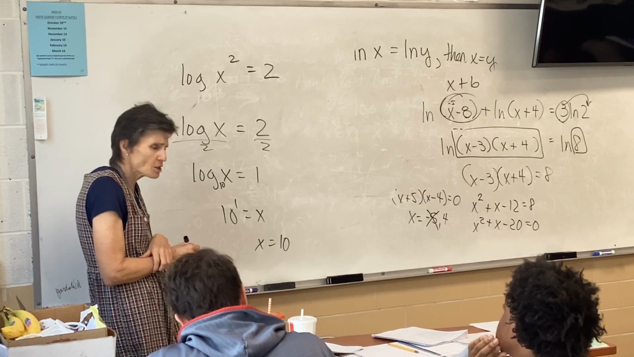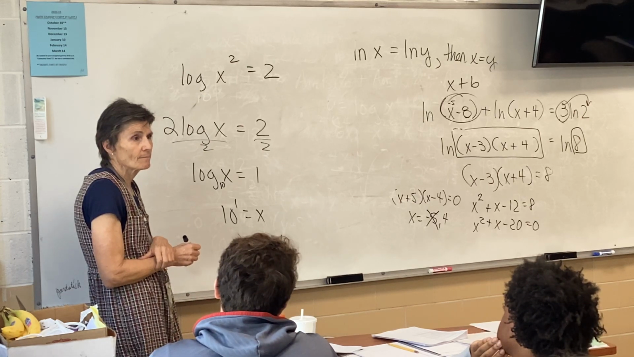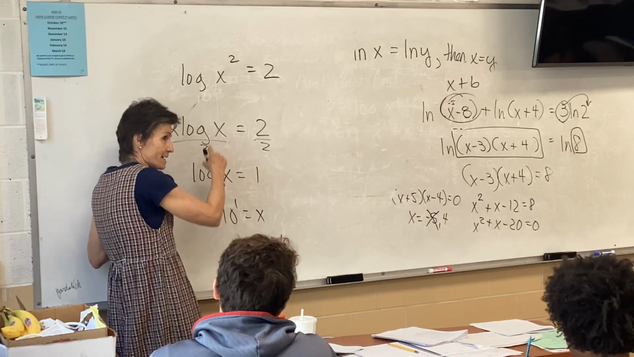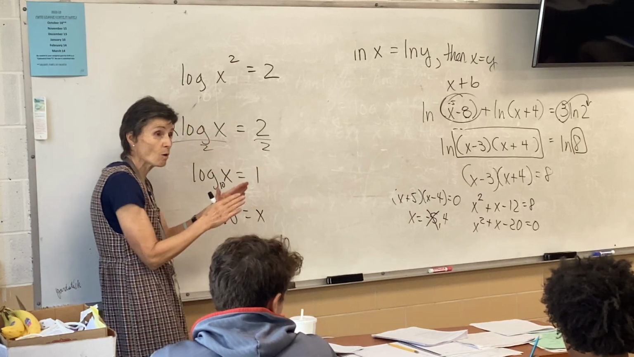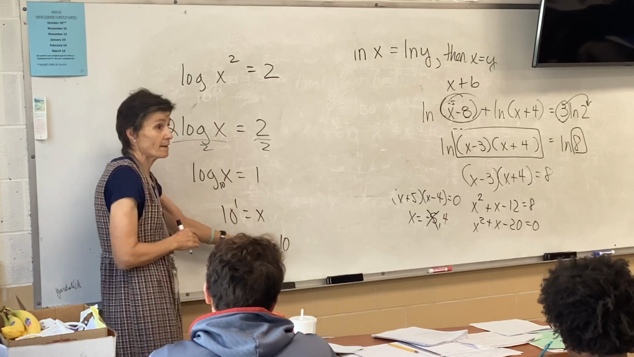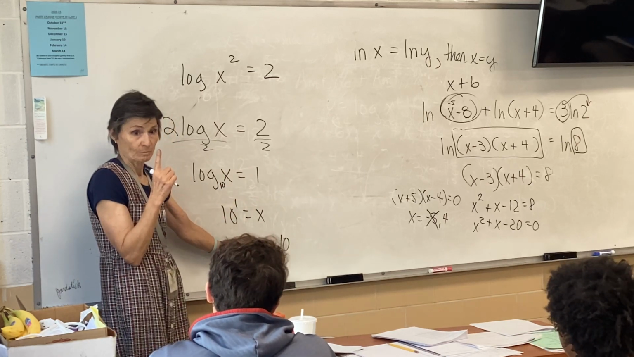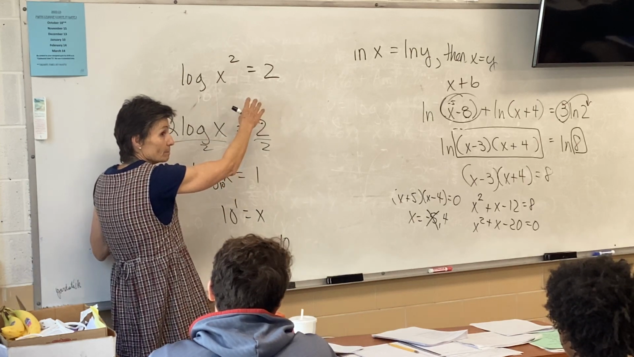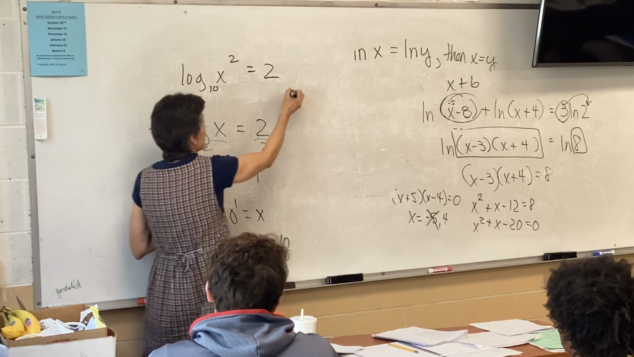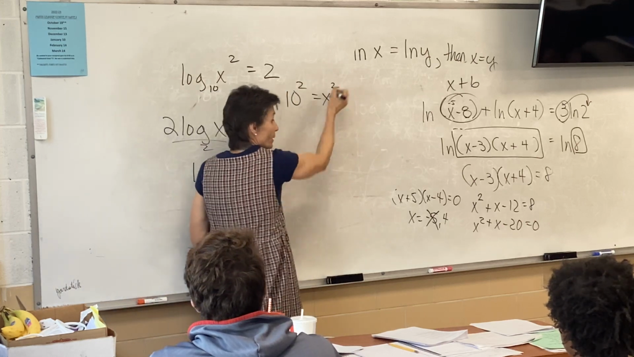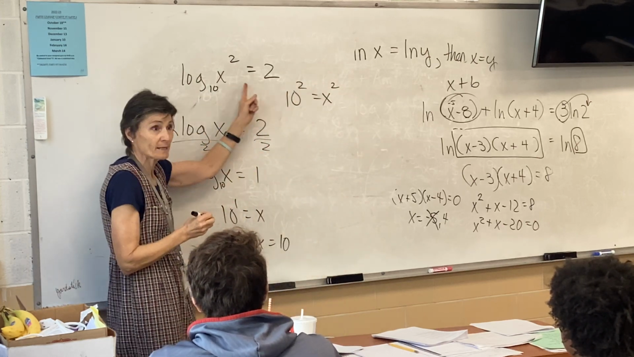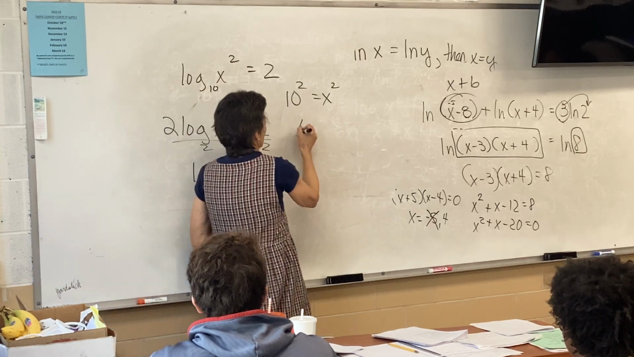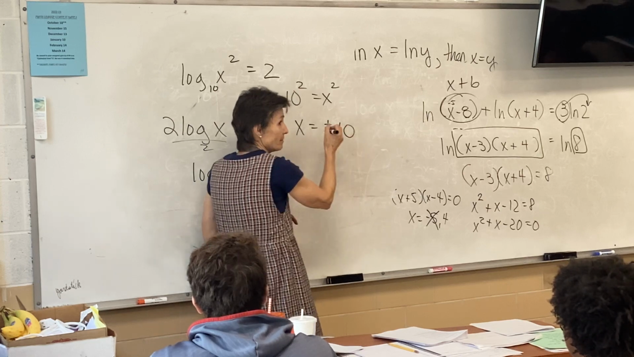Why did I write caution there? Go back, plus or minus. Exactly. Now, if you do the problem this way, which is fine, there's nothing wrong with it, you get one answer, right? What if we go back to the beginning and say 10 squared equals x squared? Could we do that from the very beginning? Yep. And then what happens? X equals plus or minus 10.